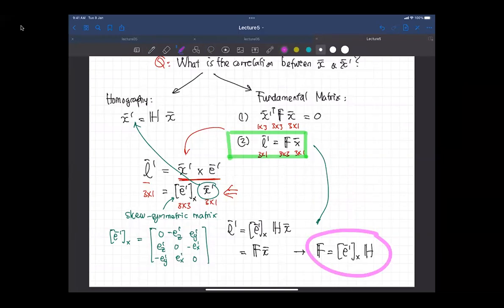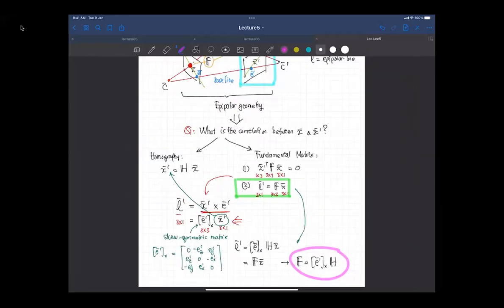Now, for a pair of images, you only have one fundamental matrix. Okay, from a pair of images, you only have one fundamental matrix. But in a pair of images, you will have many H, many homography matrices. So this correlation is actually many to one correlation. Okay, so if you want to know deeper on that issue, how this can be many to one correlation, you need to read the textbook. But I can just tell you here that the fundamental matrix is only one for a pair of images, and homography will have many matrices possible for two images.